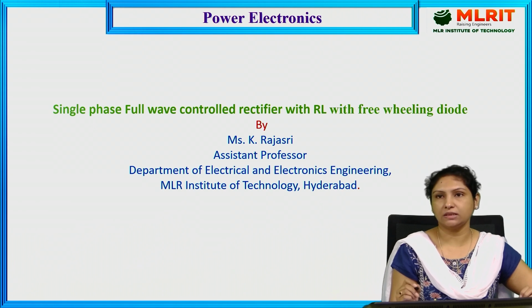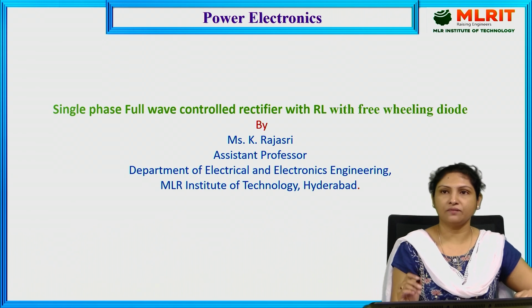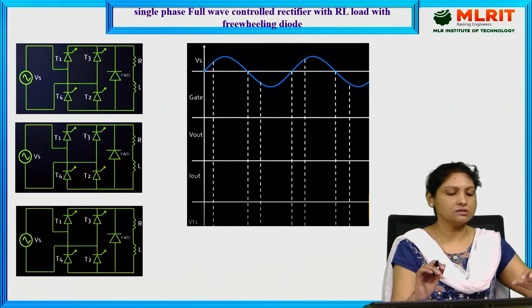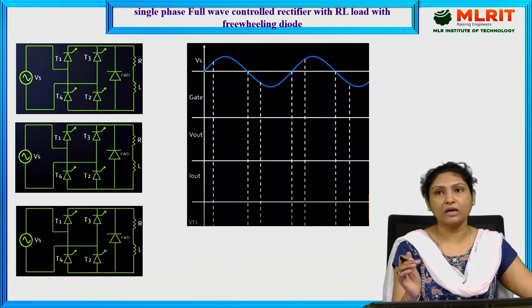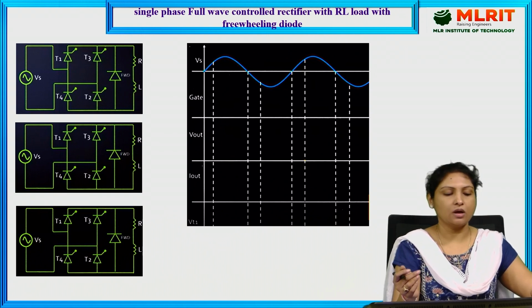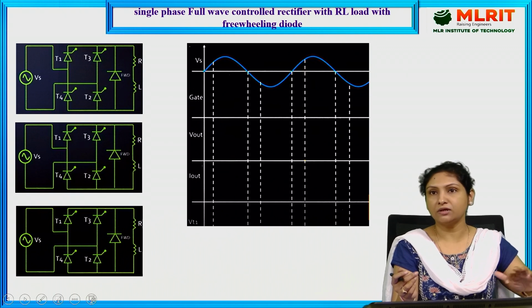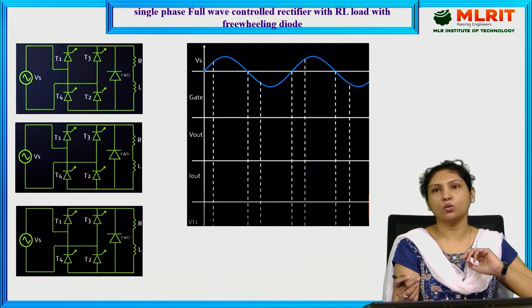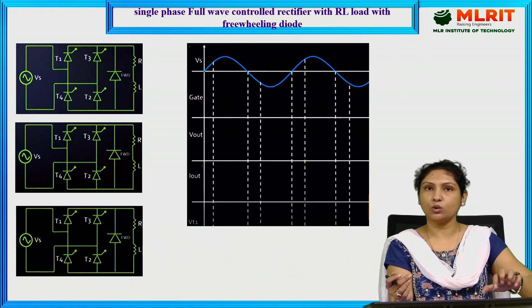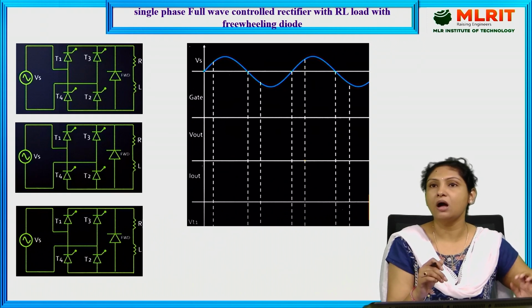In today's lecture, I'll be discussing the single-phase fully controlled rectifier with RL load with freewheeling diode. Here is the circuit diagram. If you see, we have four thyristors, namely T1, T2, T3, T4. Along with that, we have a freewheeling diode, which is connected across the RL load.